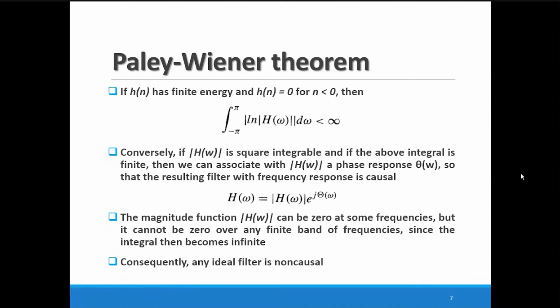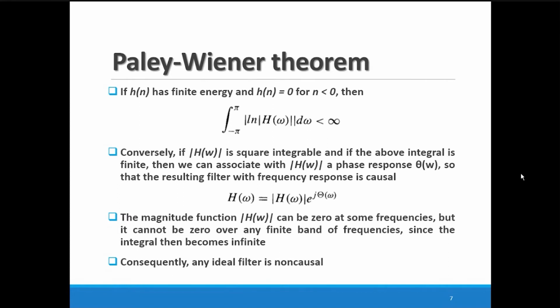The magnitude function mod of H(omega) can be 0 at some frequencies. So it may happen that mod of H(omega) has 0 values at some frequencies, but it cannot be 0 over any finite band of frequencies. Suppose it is 0 for any finite band of frequencies. What happens? Since the integral then becomes infinite, in that case your filter is again non-causal. So the magnitude function can be 0 at some frequencies, but it cannot be 0 over any finite band of frequencies, since the integral then becomes infinite and your ideal filter becomes non-causal.